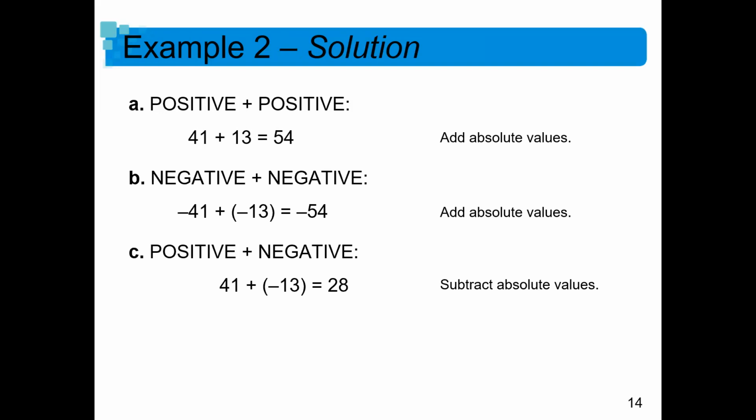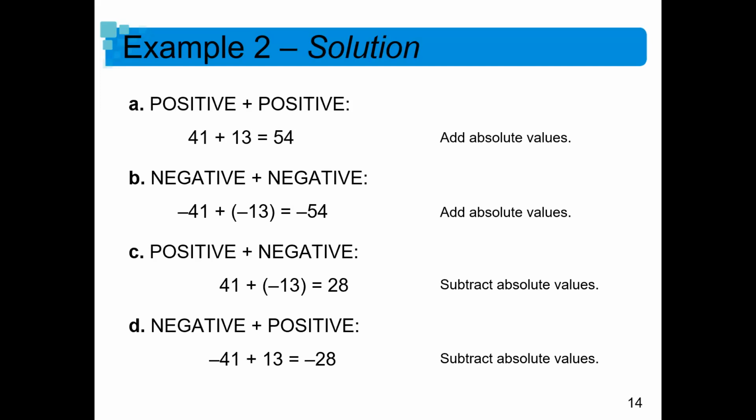So here's an example of a positive plus a negative. Which number is greater in terms of the absolute value of the numbers? Clearly 41, the positive number is greater. So what we do is we subtract the two, 41 and 13. The difference is 28. And then we carry the sign of the larger number, which happens to be positive. So our final answer should also be positive.